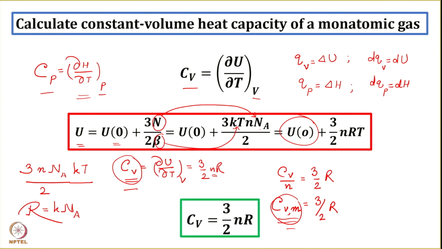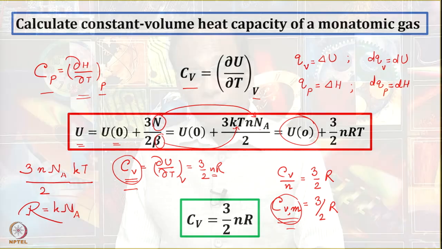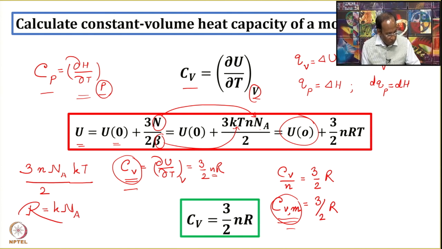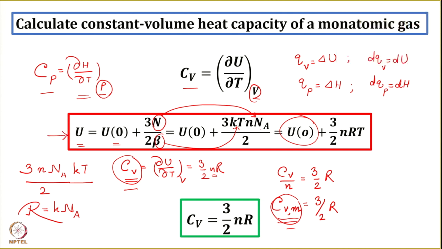So experimental measurements of heat capacities require the amount of heat required to change the temperature by 1 Kelvin, either under constant volume conditions, if we are talking about CV, or under constant pressure conditions, if we are talking about CP. By applying the concepts of statistical thermodynamics, we connected internal energy with partition function. And from that we came up with this kind of expression, that is U is equal to U0 plus 3n by 2 beta. And that partition function was expressed in terms of degeneracies and energy levels. So that means you can also get the information on CP and CV from the respective spectroscopic data.